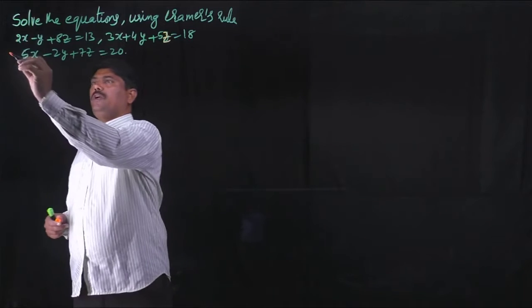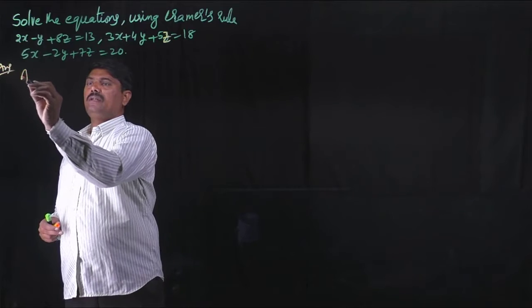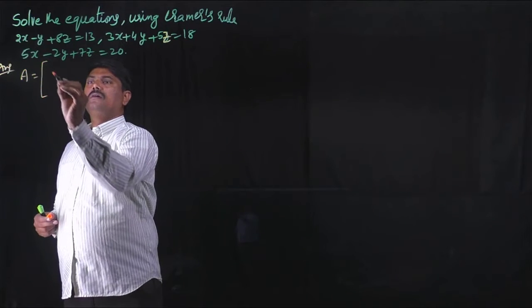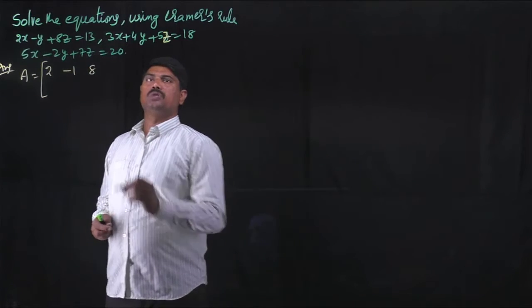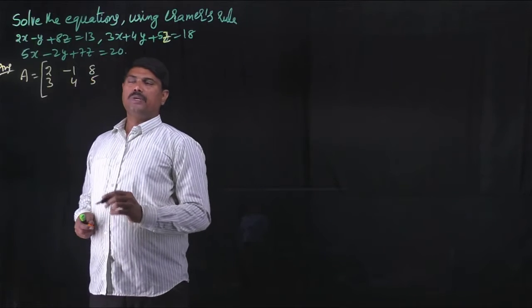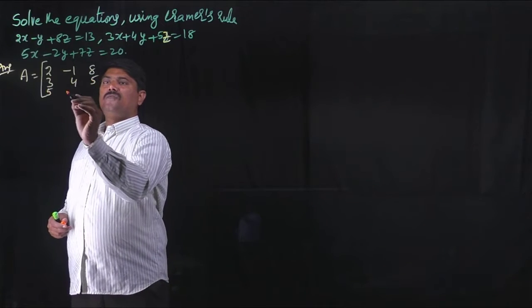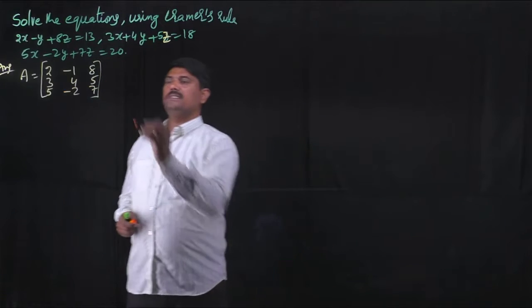So for the given equations, you have to construct the coefficient matrix A. 2, -1, 8, first equation coefficients. 3, 4, 5, second equation coefficients. 5, -2, 7, third equation coefficients.